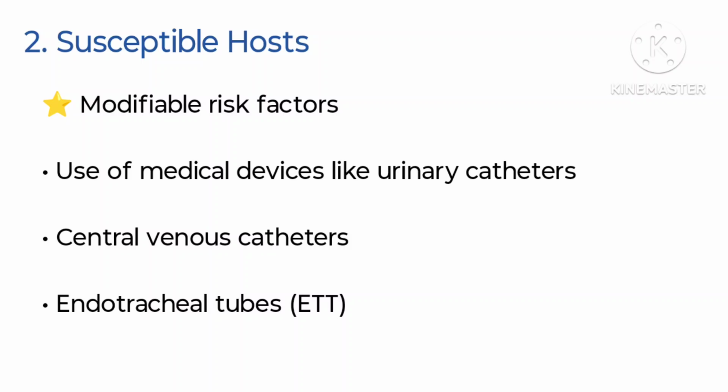Next is modifiable risk factors. Modifiable risk factors means this can be controlled. Use of medical devices like urinary catheters, central venous catheters, and endotracheal tube. These devices bypass natural body defenses and allow bacteria to form biofilms.